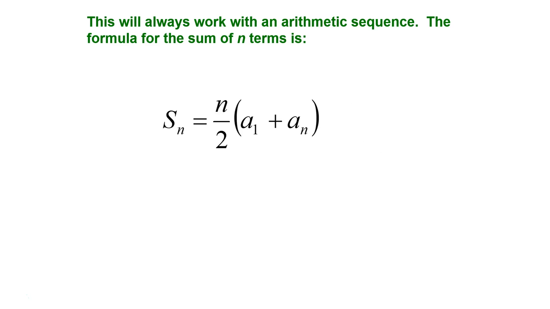This will always work with an arithmetic sequence. So the formula for the sum of n terms is just what Carl Friedrich Gauss did. a sub 1 plus a sub n is the first term plus the last term. So you add those up and figure out what that sum is. And then n over 2 is the number of terms divided by 2, or the number of pairs of terms. So n over 2, the number of pairs of terms, times the first term plus the last term, which is the value of each pair.